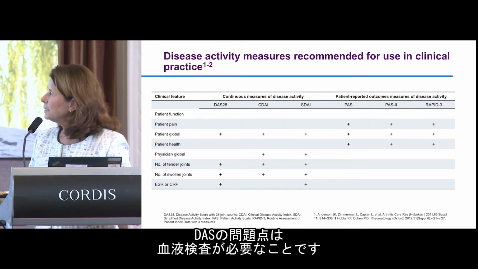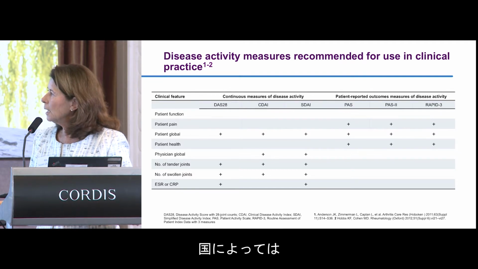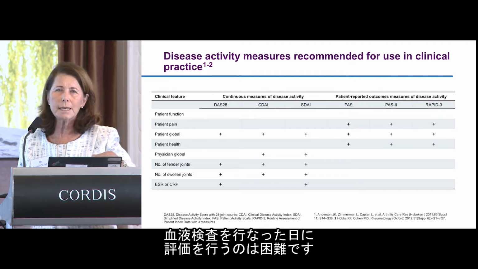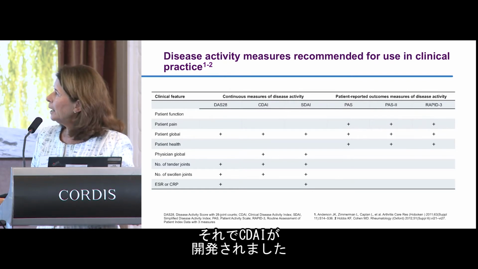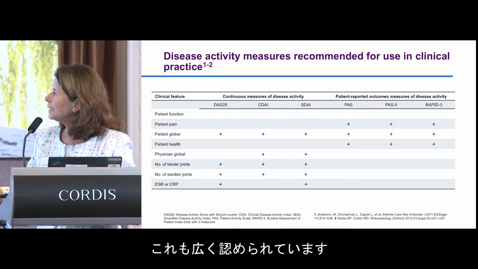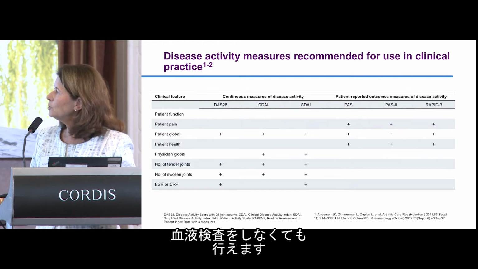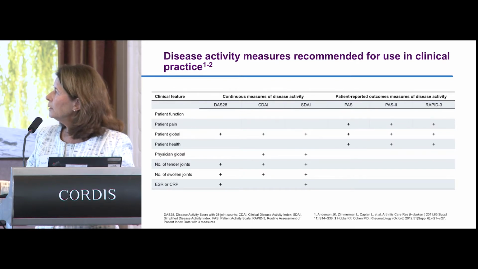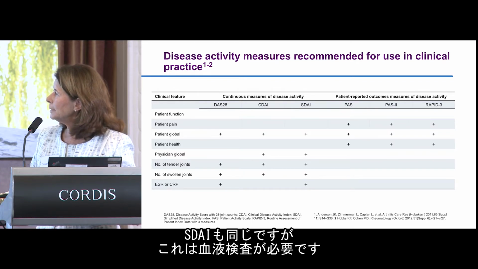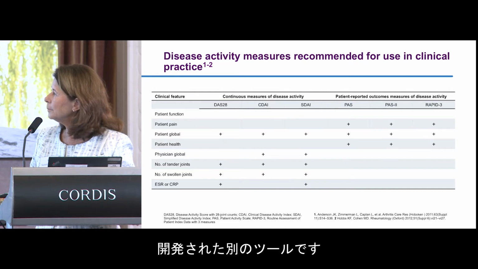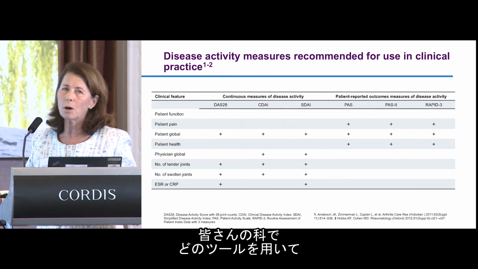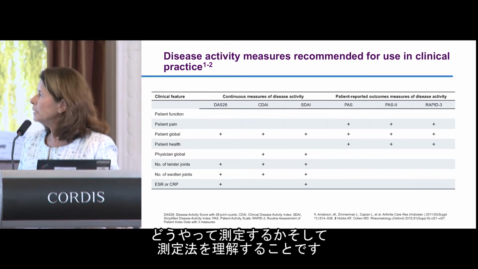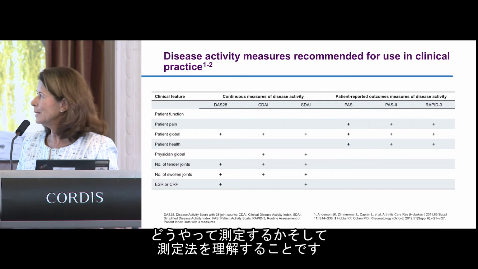The problem for the DAS is you need a blood test. And in some countries, having the blood test on the day you do the assessment is a challenge. And in other countries, it isn't. But that's why the CDAI has been developed, which is, again, well validated, and you can do that without a blood test, and it gives you a score. The SDAI is the same, but you need the blood test, so it's another tool that's been developed. So really, what you need to know is what tool you use in your department and how it's measured, and get to really understand those measurements.